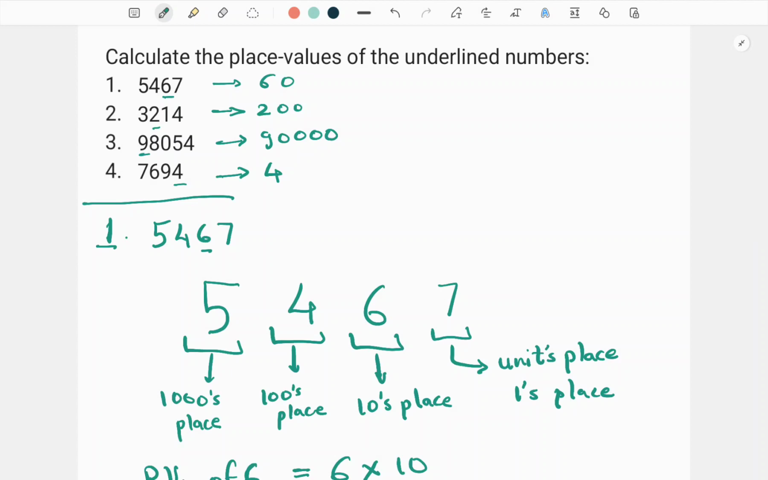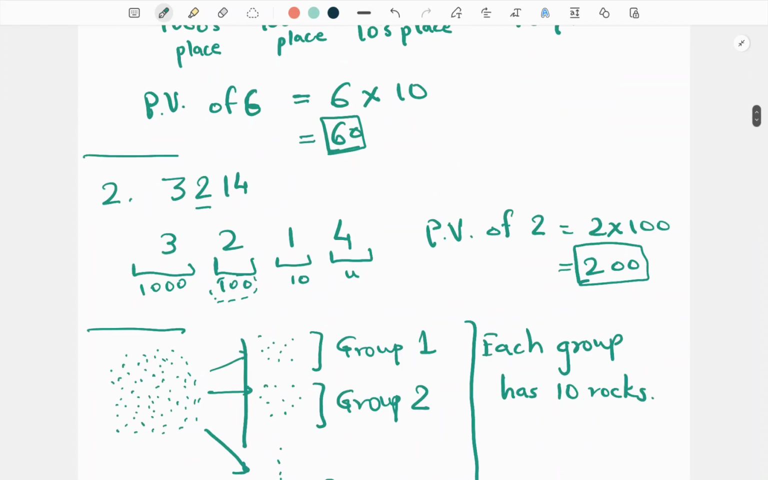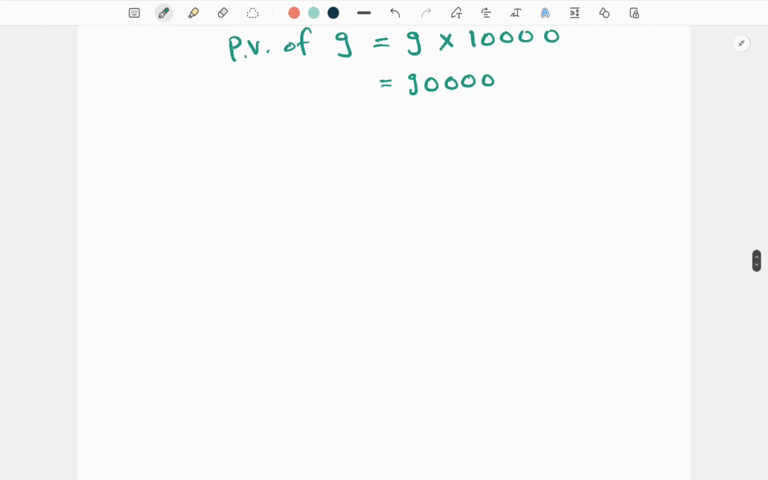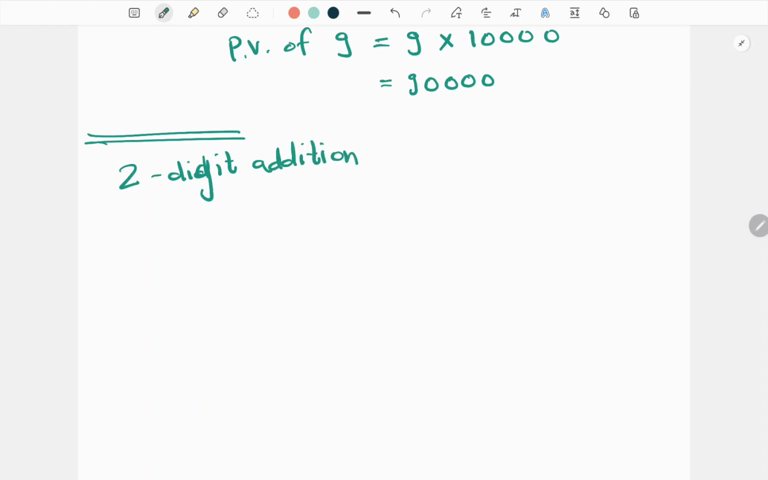And this is how a lot of the subsequent operations that we need to do, such as 2-digit or 3-digit addition or subtraction, work. Let's take a small example that will make this concept a little clearer. So let's consider 2-digit addition with carry. Suppose I want to add 17 plus 25.